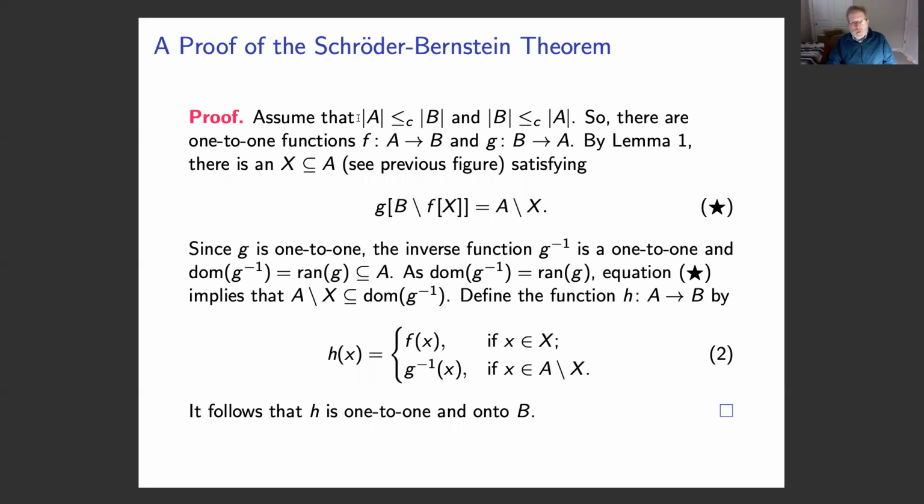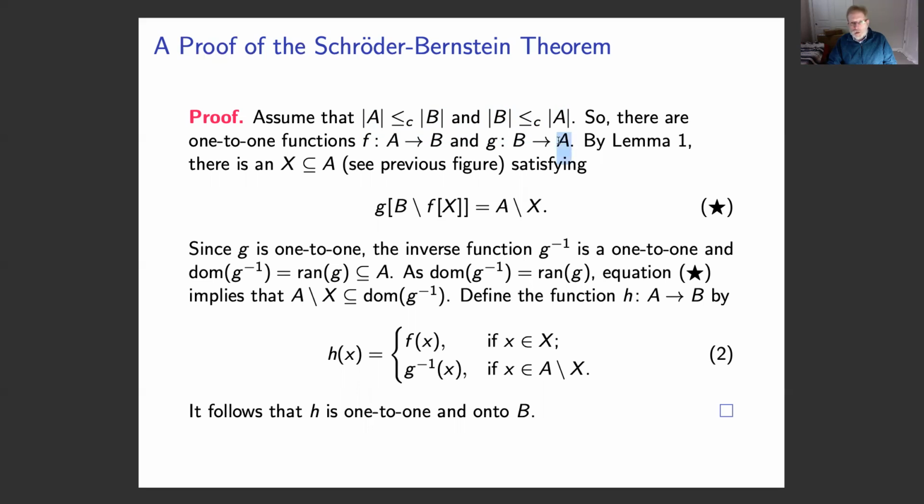First, we're assuming that these two things hold. Then I say, okay, what does that mean? Well, that means there's a one-to-one function from A to B, right? That's what this first one means. And this means there's a one-to-one function from B to A. So I just write that out explicitly: here's a function from A to B and a function from B to A.